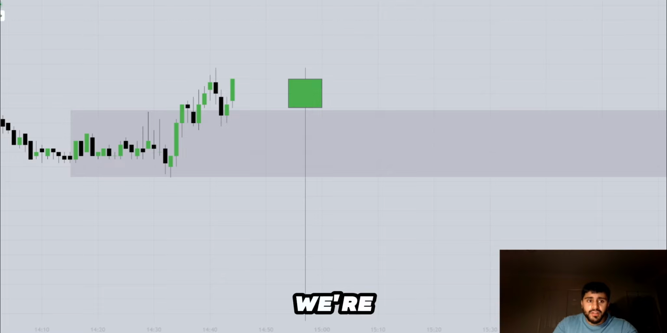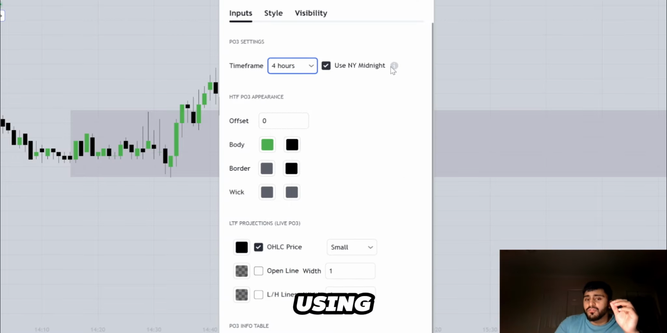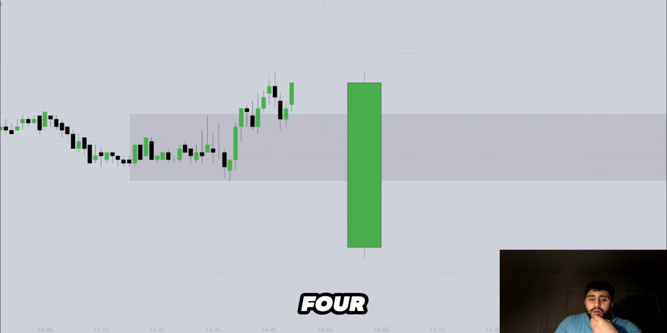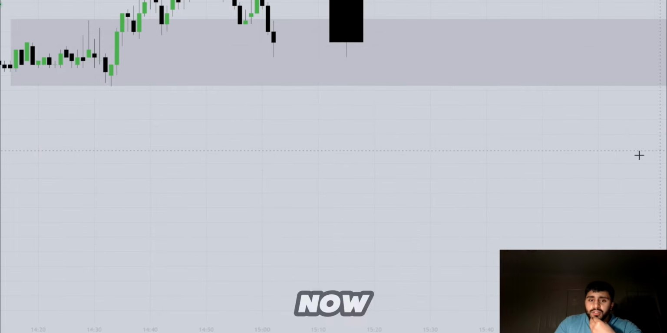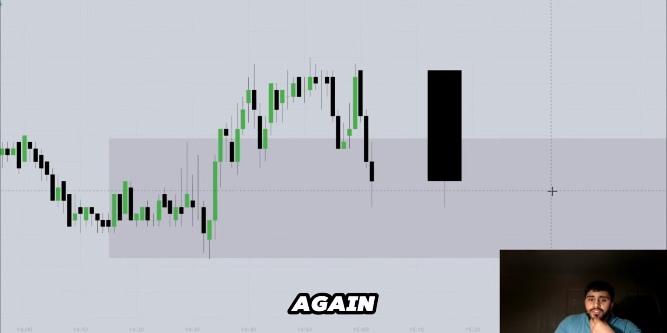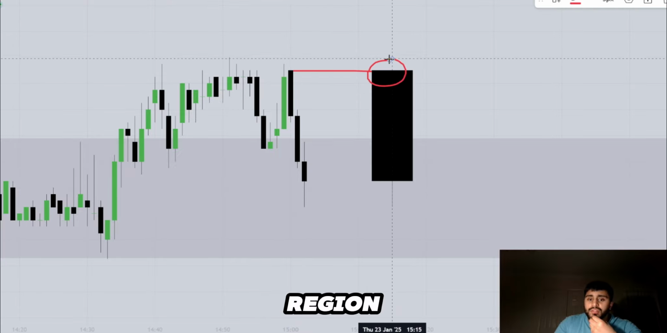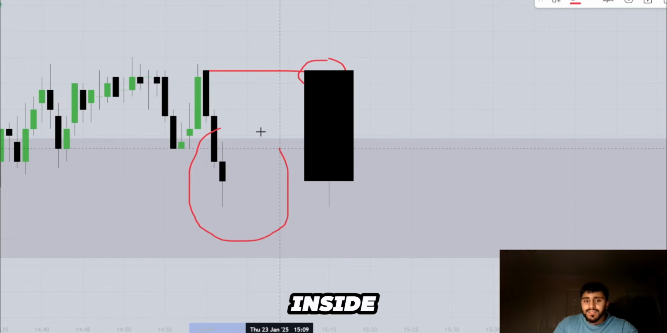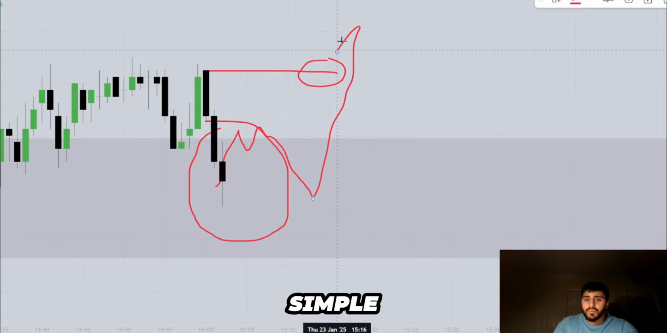As you can see, we're going to now change our indicator. When I'm in the AM session, I want to be using the 4-hour power of three. The 4-hour power of three will give me an indication as to what's going on. So now let's break this down even further. Again, the strategy we understand, right? We have the 10 a.m. opening in this region. Now price has come inside of this level, and what we're simply waiting for is some kind of an entry model to then take price higher. It's really that simple, right?